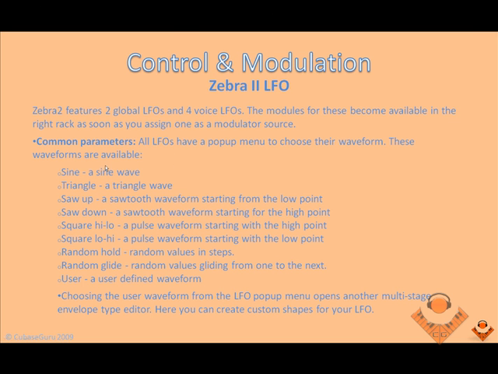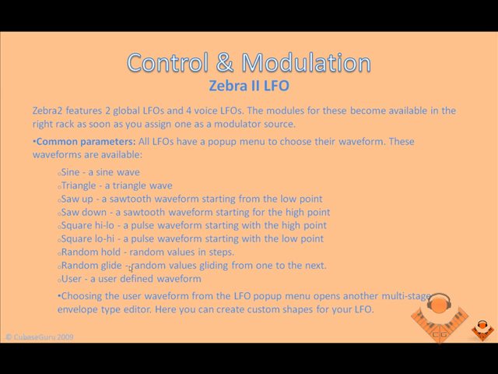Okay, the common parameters of LFOs is what I've showed you already. These are the parameters that are specific to the Zebra LFO. Again, different types of waveforms, basic sine, triangle, sawtooth, starting from the low point is saw up, saw down is a sawtooth starting from the high point, square, high, low is a pulse waveform starting with the high point, square, low, high, the opposite, starting with the low point.